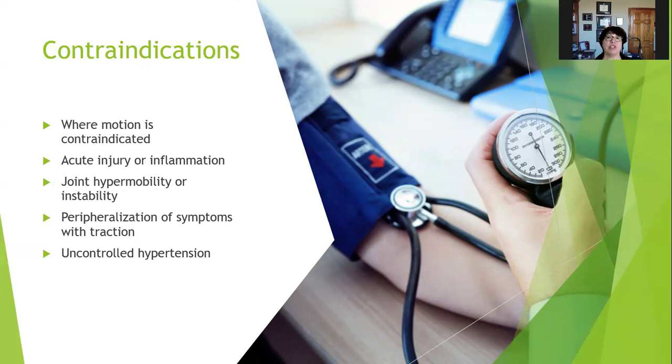Peripheralization of symptoms with traction. So what we want, if somebody has nerve impingement, a lot of times the pain goes down their leg, peripheralization of symptoms, and you do the traction and you get centralization of symptoms. That's what we want. If the peripheralization gets worse, then don't do it. The traction's making it worse. Uncontrolled hypertension, because we don't want to put any more pressure on someone. And some of it is just the belts putting pressure on them.